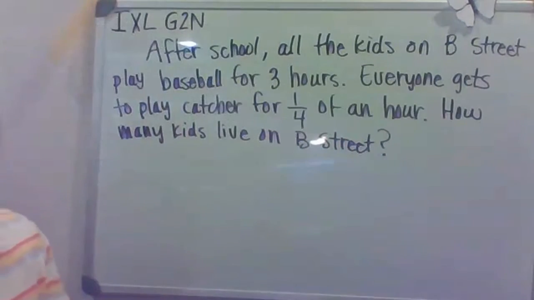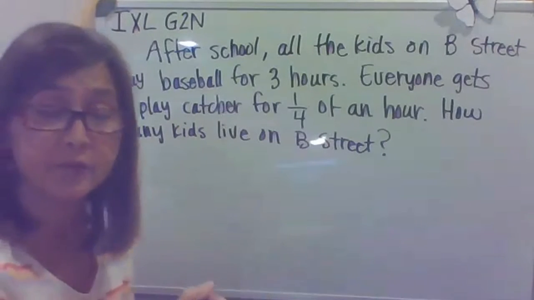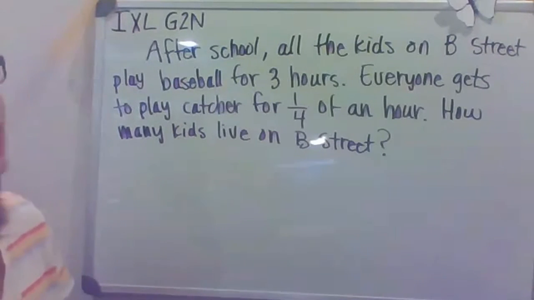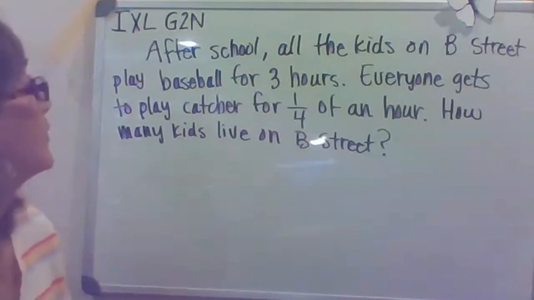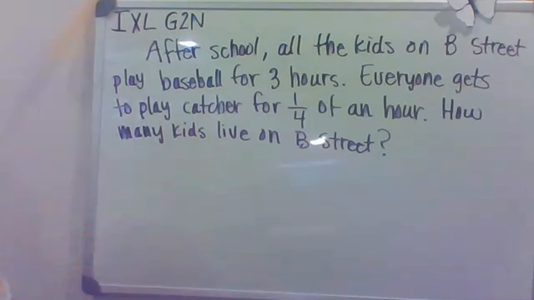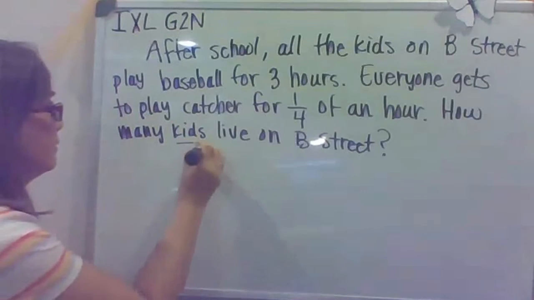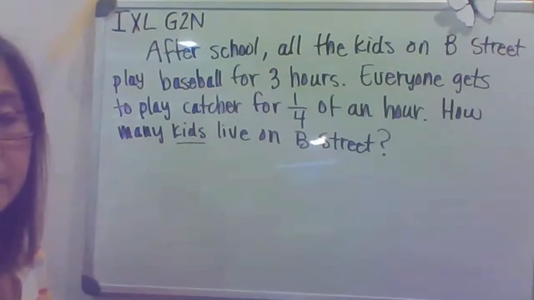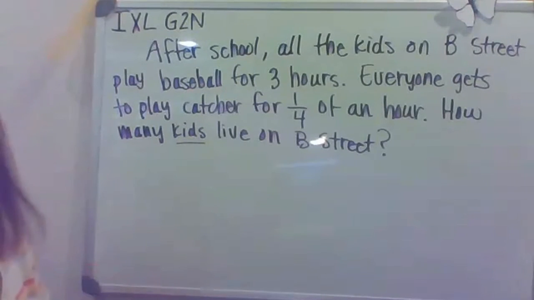Okay, I'm going to read this one again, because I'm telling you, if I were to be in 5th grade trying to figure this out when I was a kid, there's like no way I'd be getting this one. Okay? All right, so after school, all the kids on B Street play baseball for 3 hours. Everyone gets to play catcher for 1/4 of an hour. How many kids live on B Street? Okay, so I'm telling you, I probably would not know where to begin on this. This one's not as easy for you to maybe figure out what is a dividend and what's a divisor.